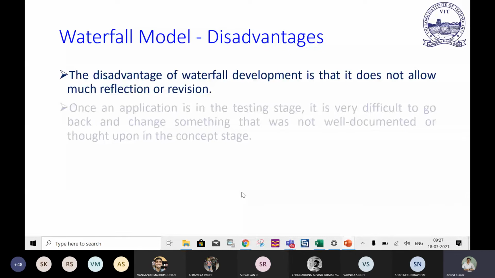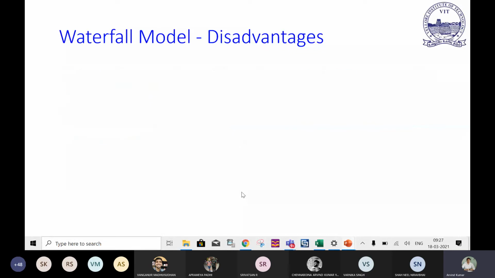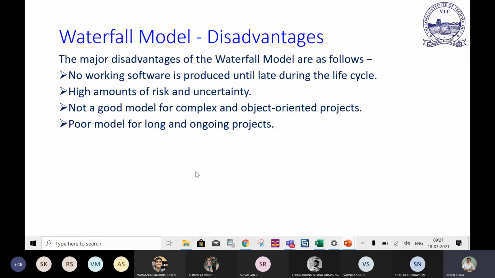A high amount of risk and uncertainty. Not a good model for complex and object-oriented projects. So you can understand where you need to apply it. Once requirements are finished, after that you need to do the work. For example, if you are doing a small project at BTech level, you can apply the waterfall model. Someone can design, and step by step you can start working. So that would be good if you are doing a small project.